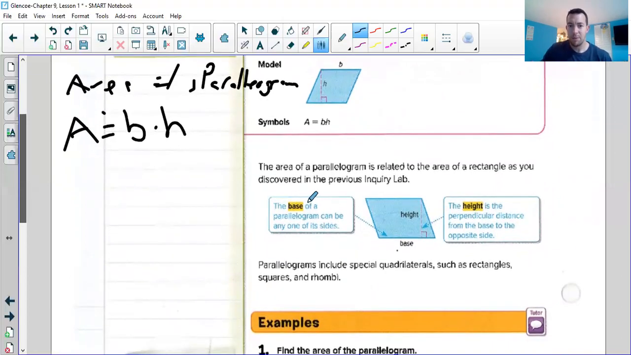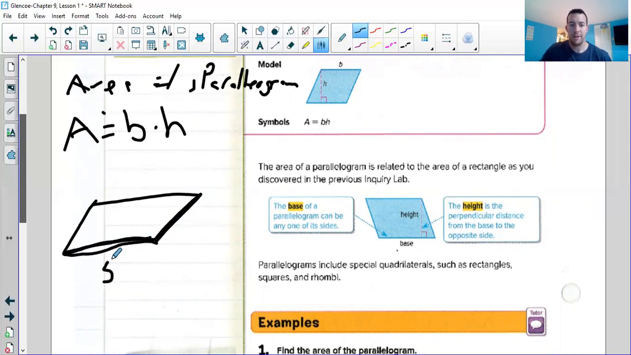The base can be any side, all right? We usually think of the base as the bottom, and that's fine if you're using that. The height is where we need to really, really be aware. So the height is not just one of the sides. So if I draw my parallelogram here, all right? This is not the height, all right? I have my base right here. Let's call that 5. This is not the height.